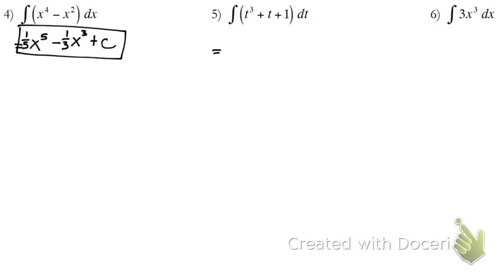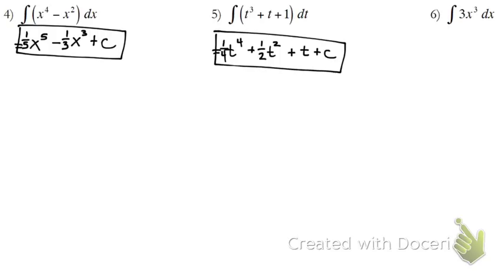So the integral of t cubed is t to the 4th over 4, or in other words, 1/4 t to the 4th. The integral of t is t squared over 2, or 1/2 t squared. The integral of 1 is just t, and then plus c at the very end for that constant of integration. Again, if you need to, check it using derivative rules. It should take you back to what was inside of the integral to begin with.